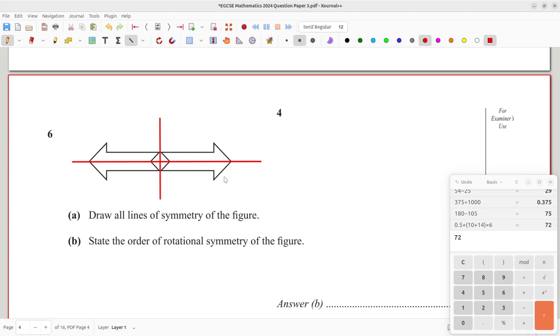Then state the order of rotational symmetry. The order of rotational symmetry is asking how many times I can rotate this figure around where these two lines intersect, and have it repeat its form or get back to how it was standing, until the first full cycle. So that's going to be 2 times. So the order of rotational symmetry is 2.